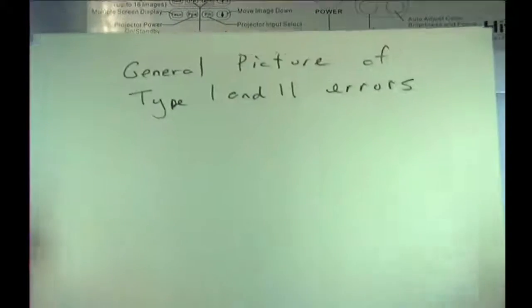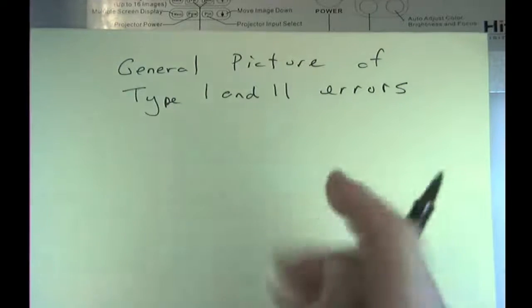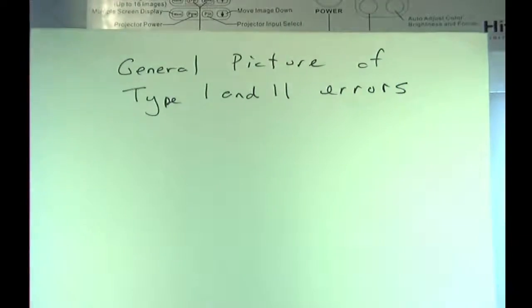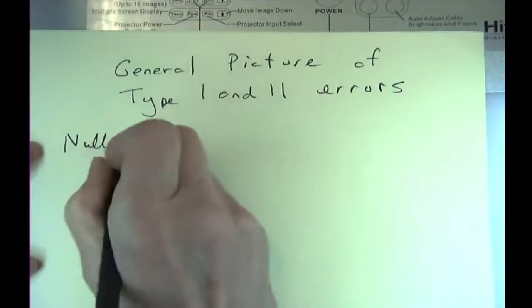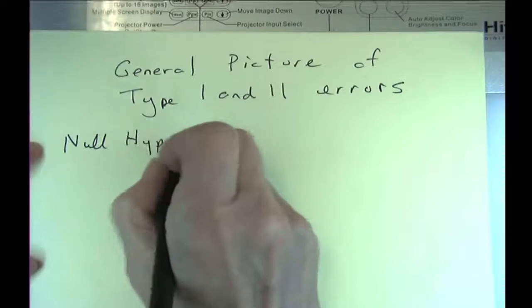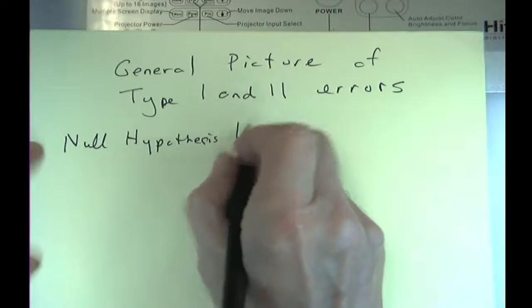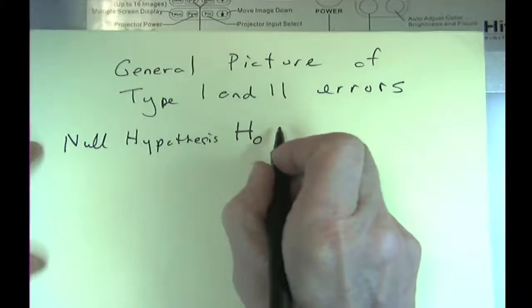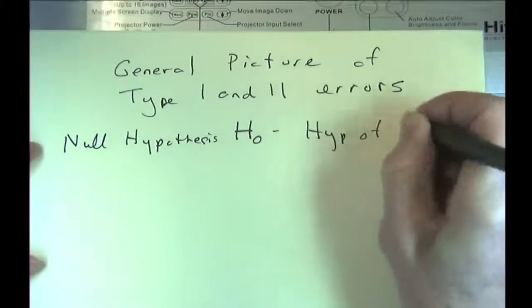All right, because what we're going to be doing today is calculating the probability of a type 2 error for a particular null hypothesis. Now, let's review a little bit. So what do we have? What is the null hypothesis? So the null hypothesis, and we call it H naught, is the hypothesis of no effect.